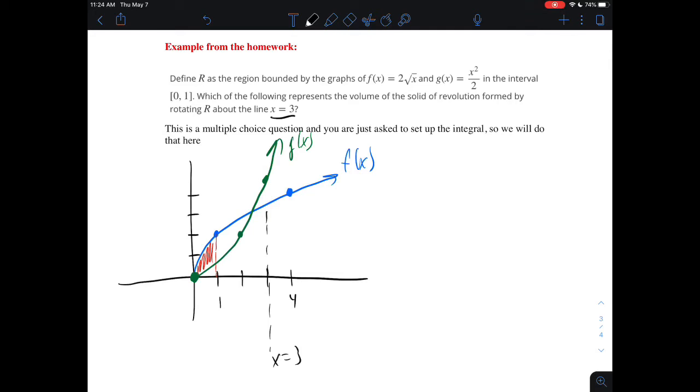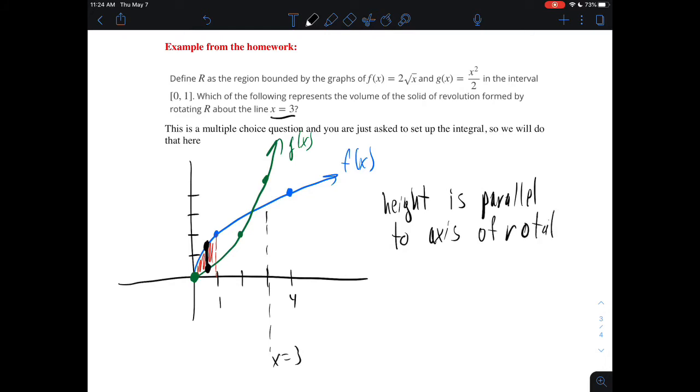The way that I'm going to do that is just draw a vertical line that's parallel to the axis of rotation. So one thing to keep in mind is the height of your shell is parallel to the axis of rotation. So the height is parallel to the axis of rotation. So now let's use the ideas of subtraction that I saw in the previous example to see how we could find the height here. So if this black line is representing the height, notice that the top comes from f of x and the bottom comes from g of x.